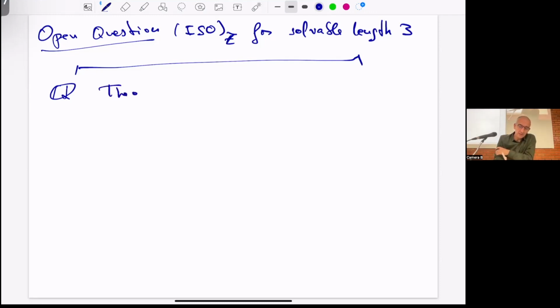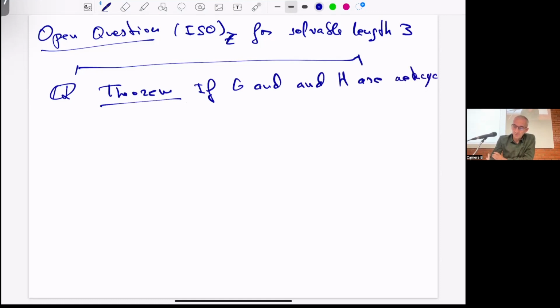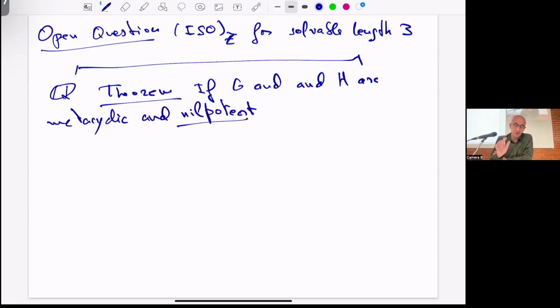And so we prove at least this result, which still is less than what I wanted, but at least it's a first step: if G and H are metacyclic and nilpotent, and I think that we are close to excluding this hypothesis because we know much more, and the rational group algebras are isomorphic, then the groups are isomorphic.